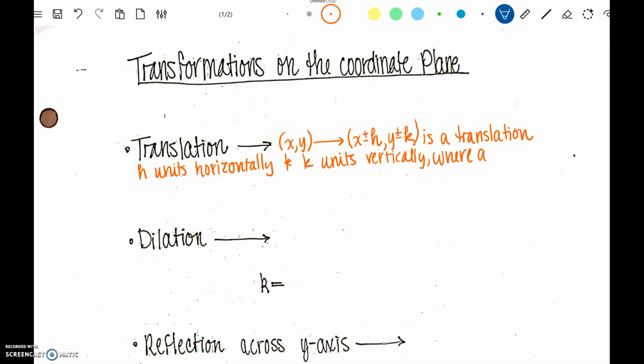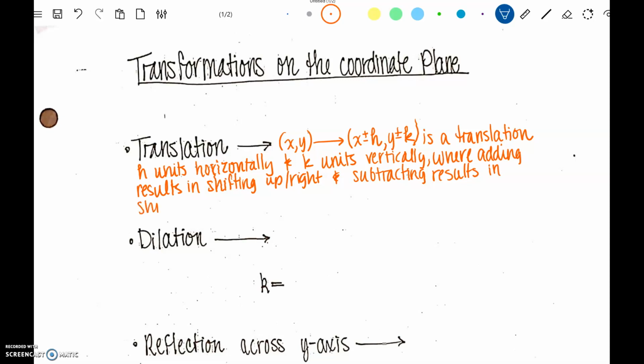where adding results in shifting up or right, and subtracting results in shifting down or left.